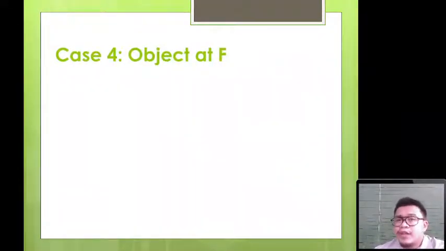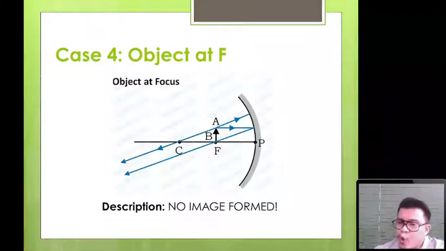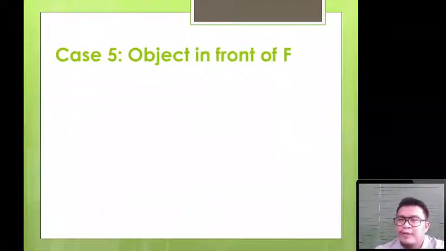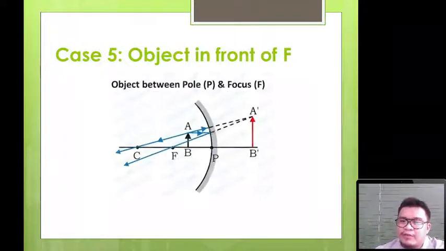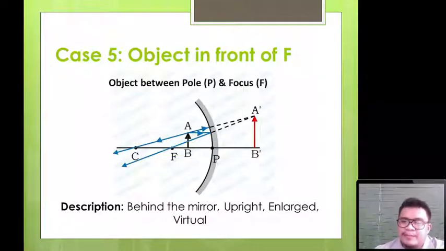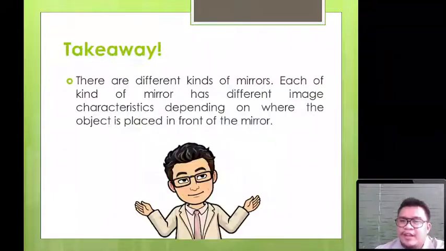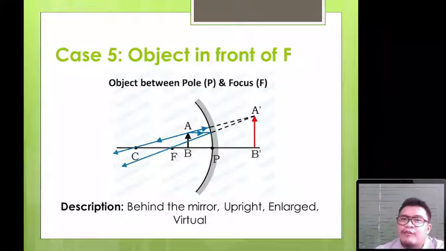Now, for an object that is at the focus or at the focal point, no image forms. Okay? Now, for case number 5, object in front of F, the image is behind the mirror or located on the other side of the mirror, upright, enlarged, and virtual. Okay? So I hope that helps. You can verify this by visiting our virtual laboratory or simulation that we had just a while ago.